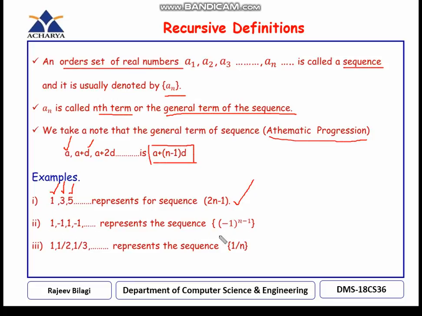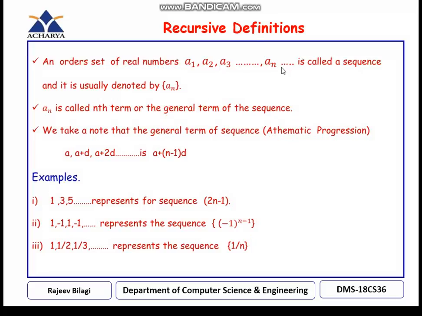Similarly, you can write it down for 1, minus 1, 1, minus 1, with alternating minus signs. I am going to write this as minus 1 to the power of n minus 1. And for the next one, the sequence will be 1 divided by n. These are some of the examples we are going to mention.